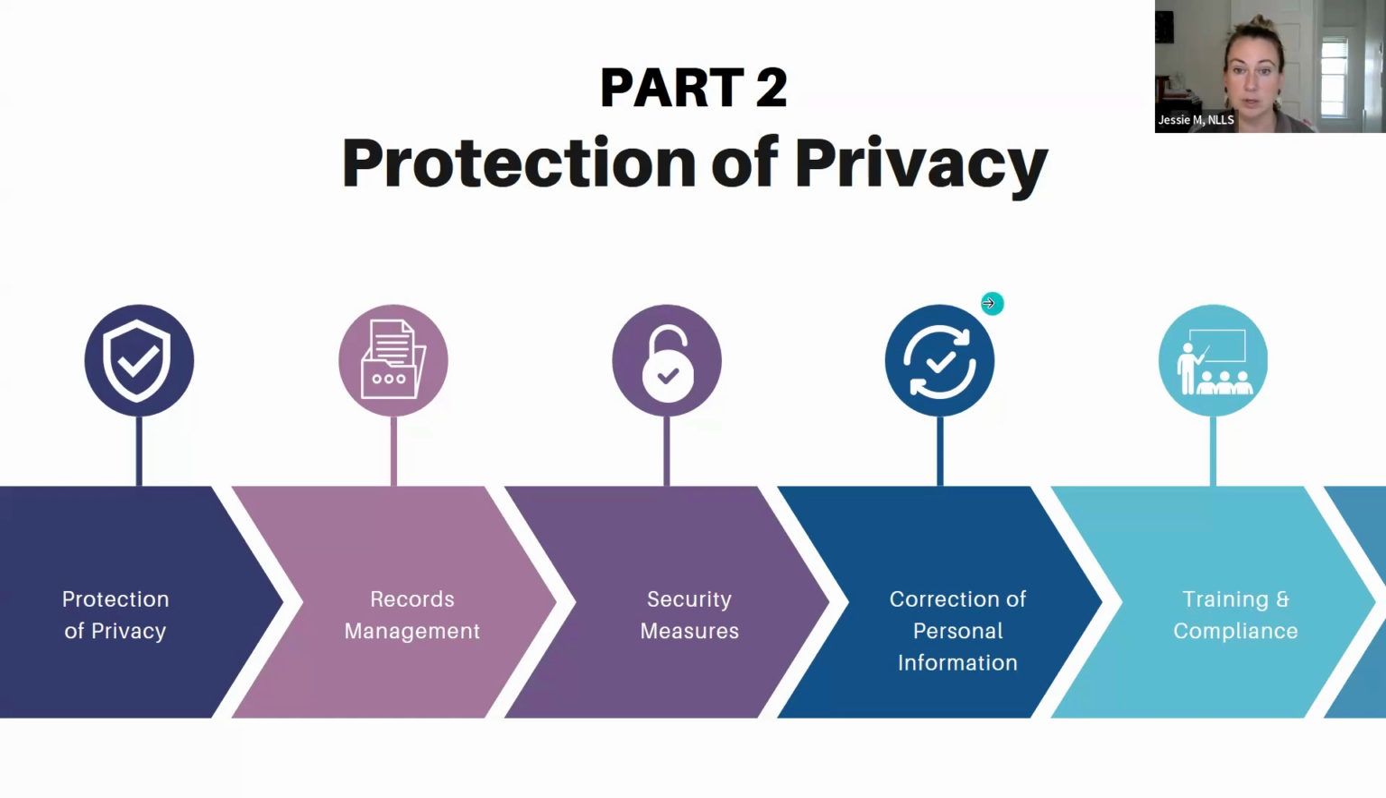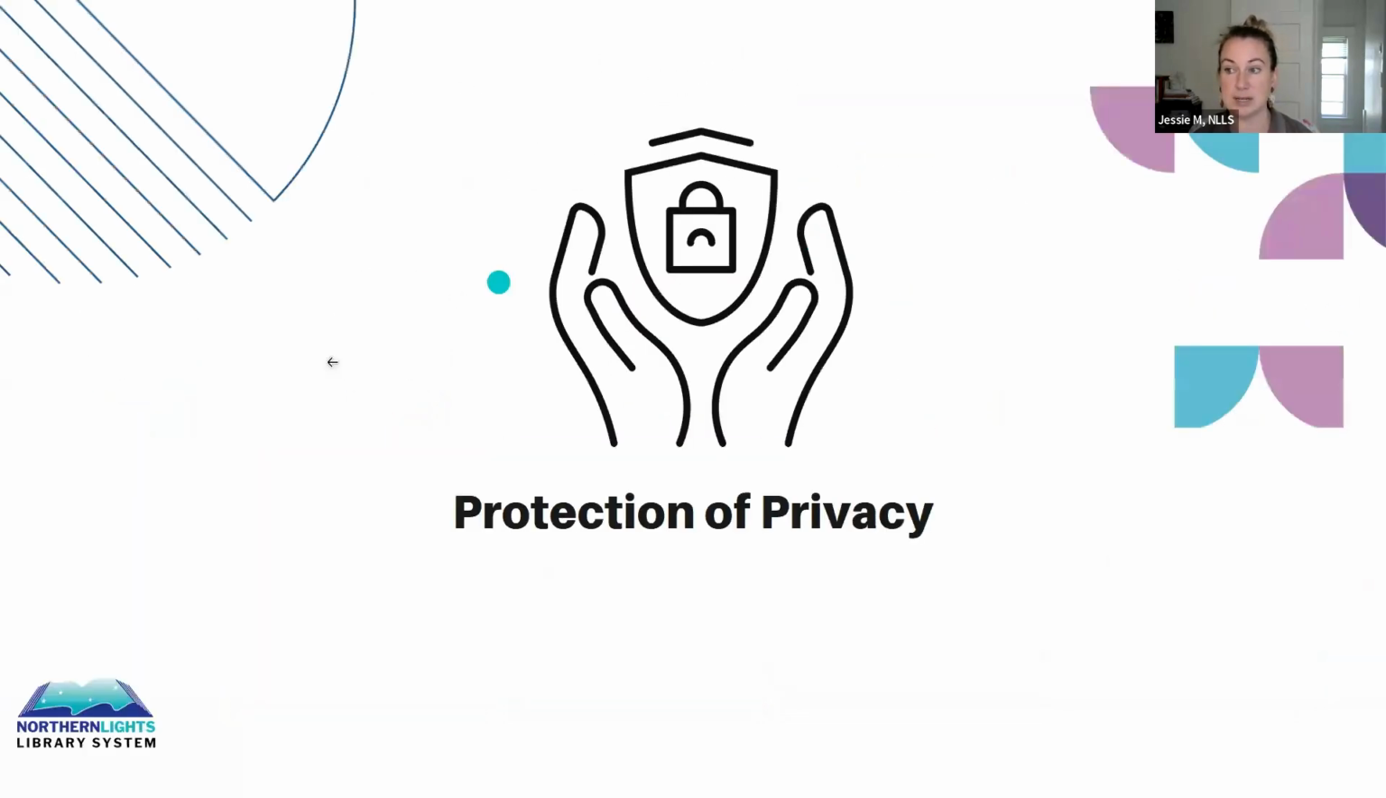Okay, so there are 5 elements to the protection of privacy. So there's the initial explanation to that, there's record management, there's security measures, there's the correction of personal information. Keeping things accurate is important for protecting privacy. And then there's also ongoing training and compliance. So we will dig right into that.